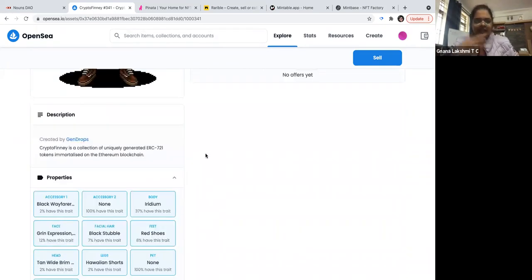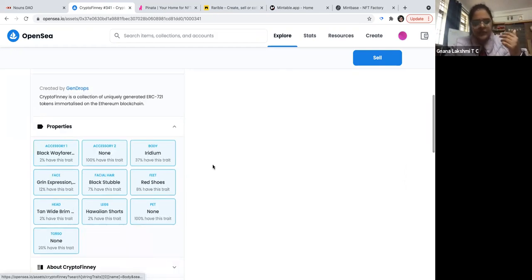So this is to create that kind of buzz and anticipation of what you could possibly generate, which could be unique, because every set of combinations would be unique. No two crypto finnies are ever going to be the same. So that is one thing that ensures uniqueness and rarity.